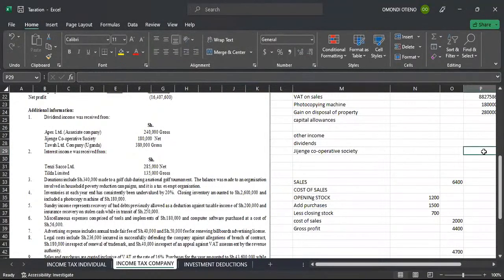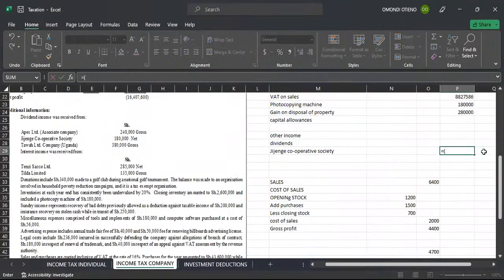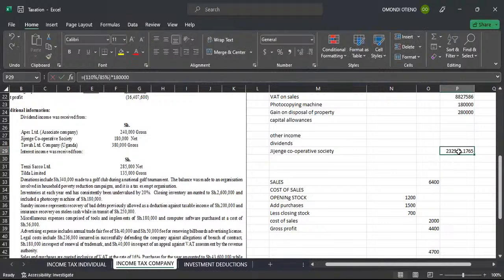So the income from Jijenge Cooperative Society, we are going to have 100 over 85, we multiply by 180,000. Oh, I'm able to see I've inserted 110, not 100. Yes, so that's what we have there.